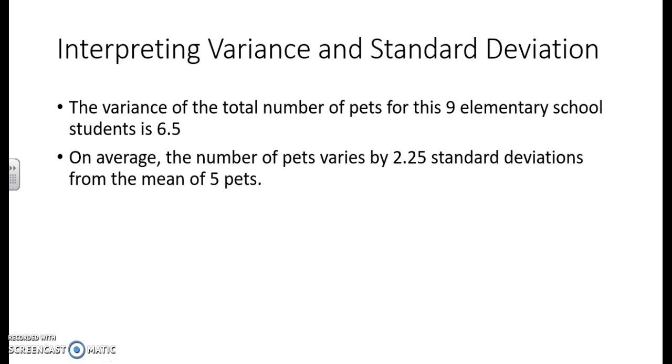Now, we don't just want to find these values, we also want to be able to interpret them a little bit. Variance is a little bit harder because, as I said, there's no real units for variance. The variance of the total number of pets for these 9 elementary school students is 6.5. For standard deviation, we can say on average, the number of pets varies by 2.25 standard deviations from the mean of 5 pets. And that gives us a lot of information about how variable our sample was.